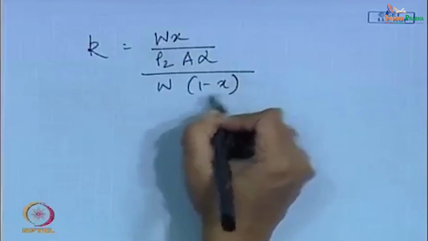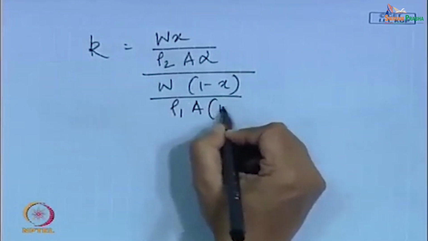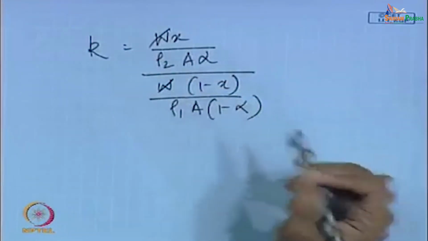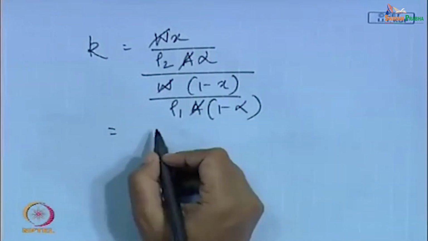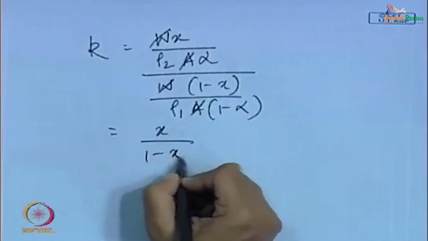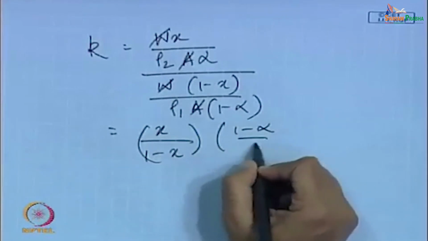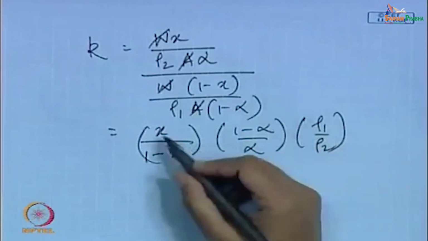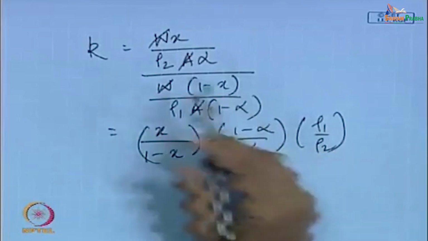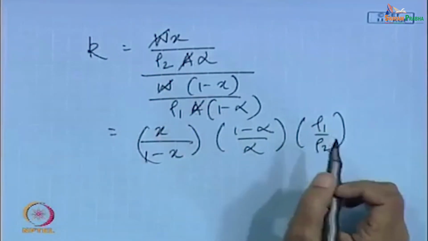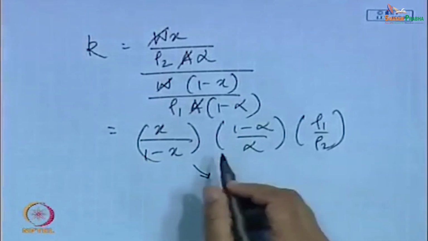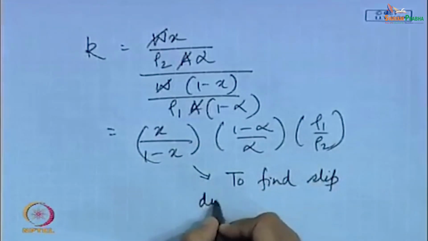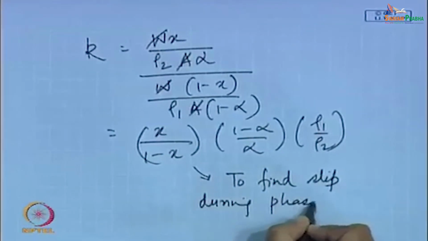Similarly, this can be written in this particular way, and therefore we find what K is equal to, as these things cancel out. K is nothing but equal to x by 1 minus x, times 1 minus alpha by alpha, times rho 1 by rho 2. Rho 1, rho 2 are known, x is known. So, if alpha can be found out, K can be found out, or vice versa. This relationship is particularly important to find slip during phase transition. This is a very important relationship.